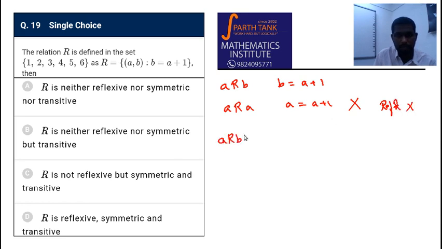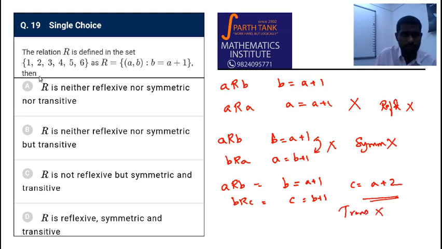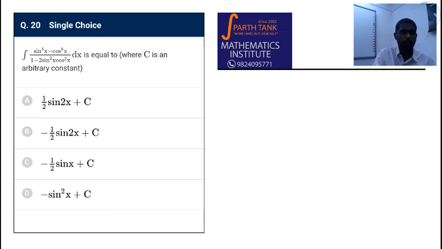A related to b means b is a plus 1. But b related to a should mean a is b plus 1. Now both of these cannot be true. So it cannot be symmetric. Transitive, a related to b implies b is a plus 1 and b related to c implies c is b plus 1. Therefore, c can be a plus 2. So it is not the same relation. So it is not transitive also. So it is neither reflexive nor symmetric nor transitive. Option A. Very simple.